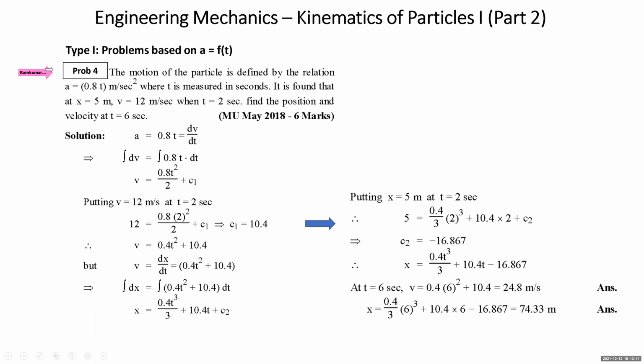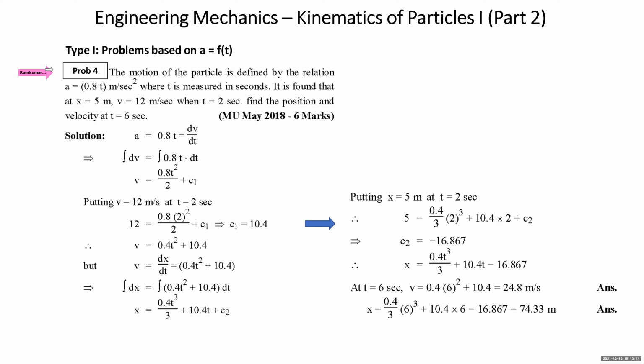Problems based on acceleration as a function of time. The motion of a particle is defined by the relation A is equal to 0.80 t meter per second square, where t is measured in seconds. It is found that X is equal to 5 meter and velocity is 12 meter per second when T is equal to 2 seconds. That means a set of boundary conditions is given: when T is 2 seconds, X is 5 meter, V is 12 meter per second. Find the position and velocity at T is equal to 6 seconds.